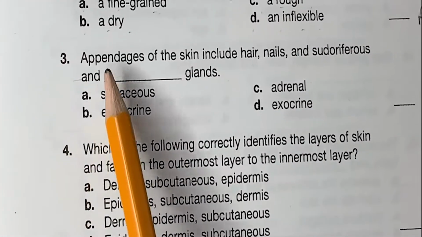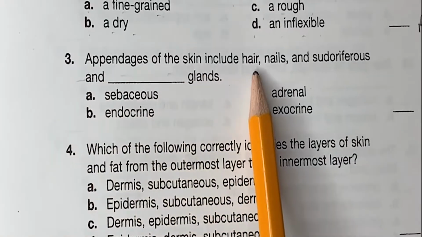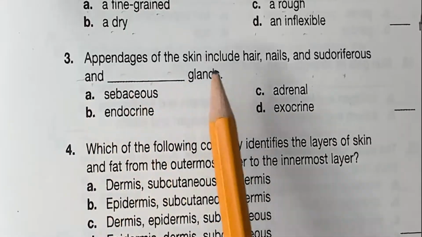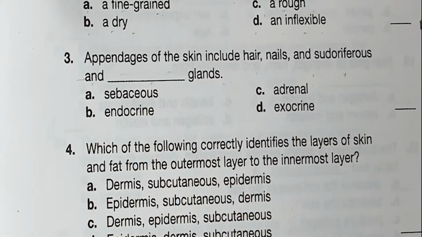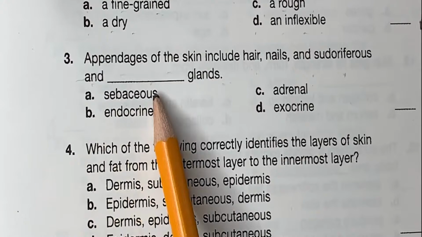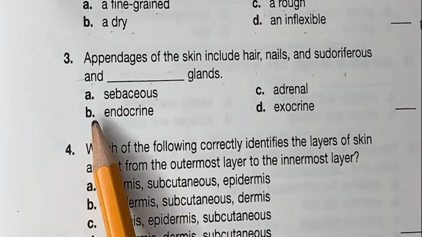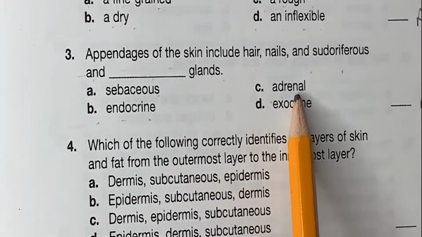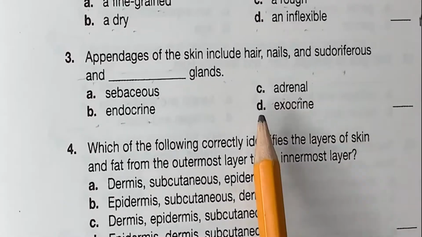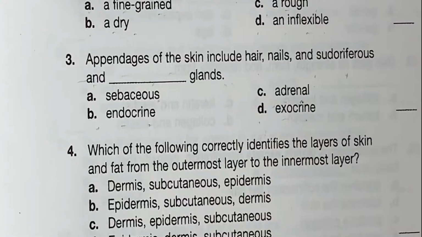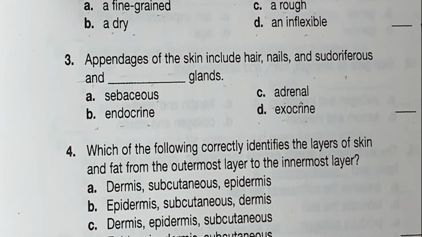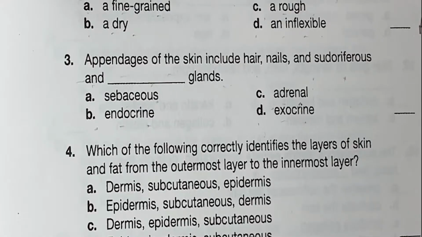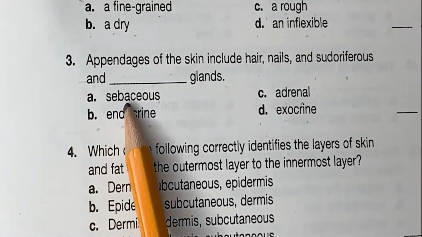3, the appendages of the skin include hair, nails, and sudoriferous and blank glands. Is it A, sebaceous, B, endocrine, C, adrenal, or D, exocrine? And your correct answer is A, sebaceous.